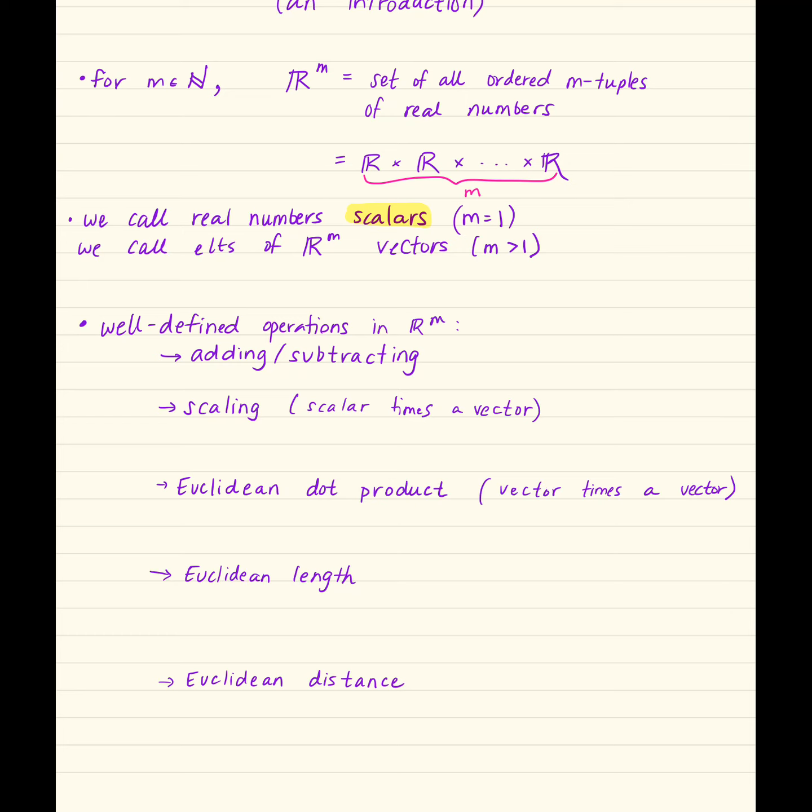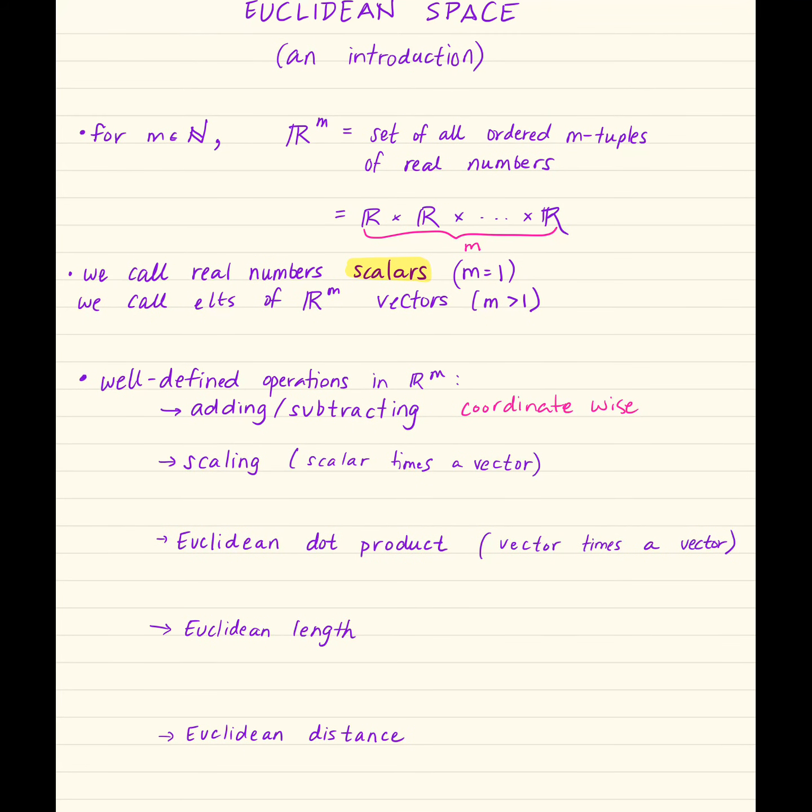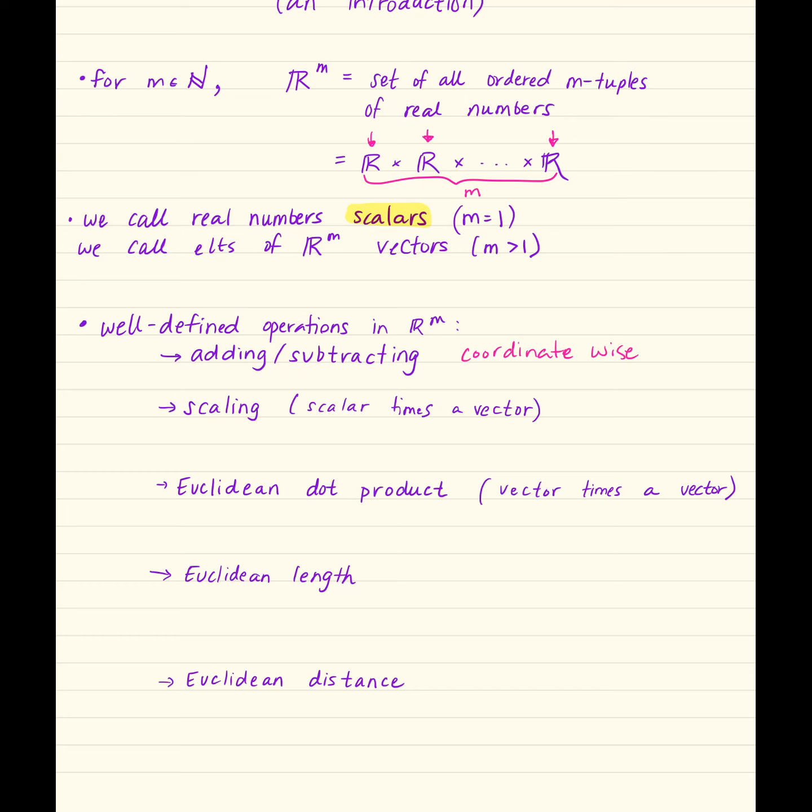And we've got well-defined operations in R^m, in Euclidean space, adding and subtracting. Now, that's just coordinate-wise, right? And so we know what that means. So if you want to add 2 vectors, you just add each coordinate of the vector. What do we mean by coordinate? That is, this would be the location of the first coordinate, location of the second coordinate, all the way up to the location of the nth coordinate. So it's a way for us to describe the different parts of our vectors.